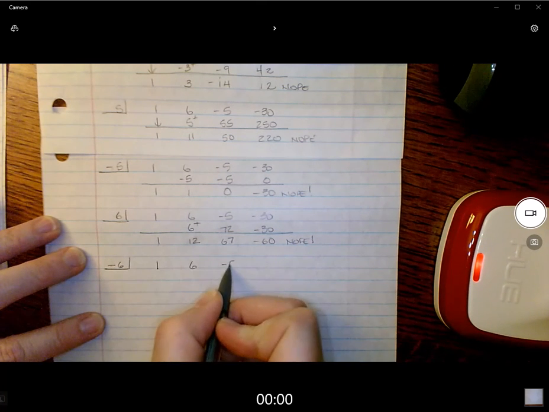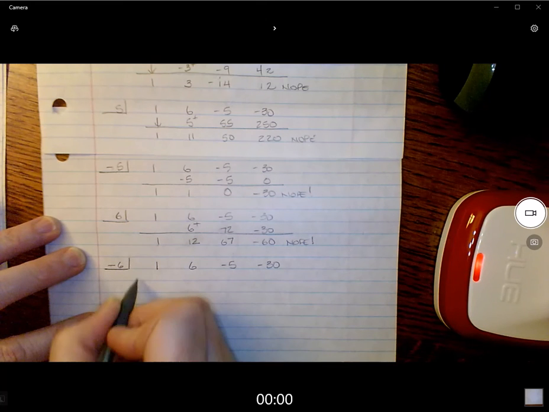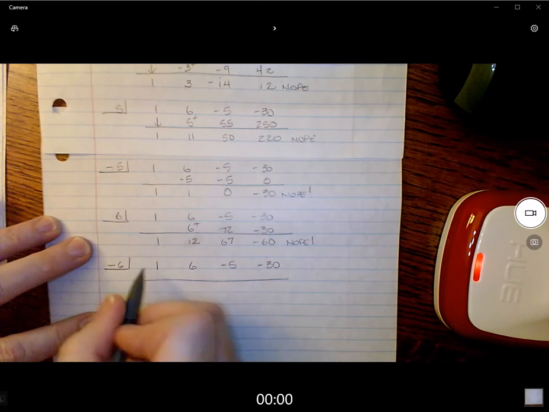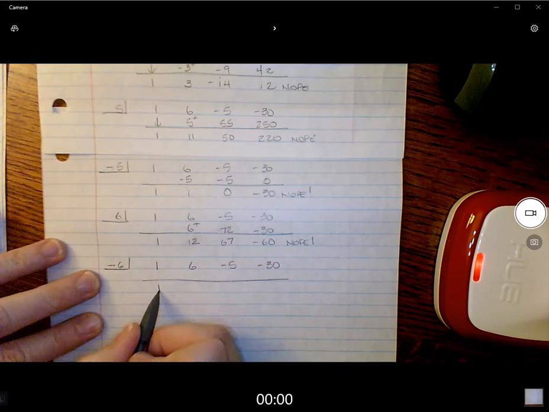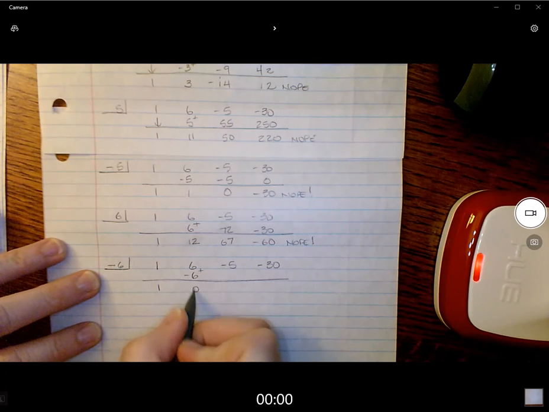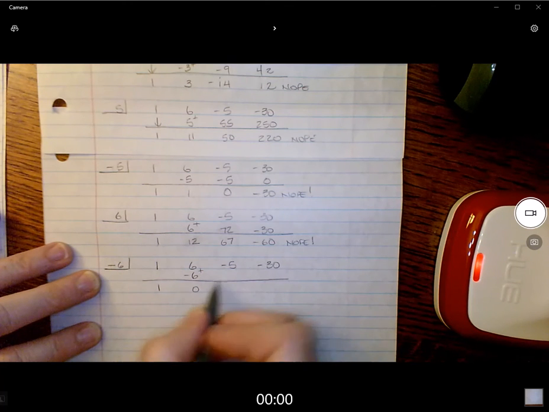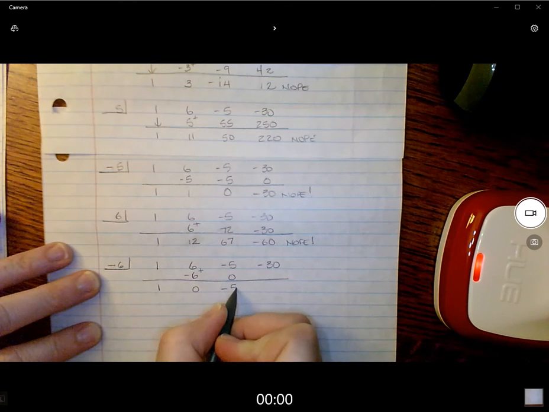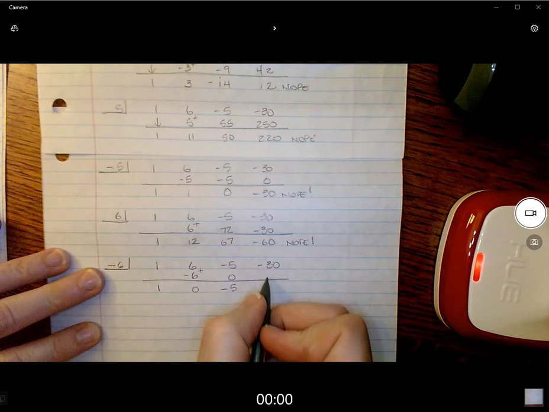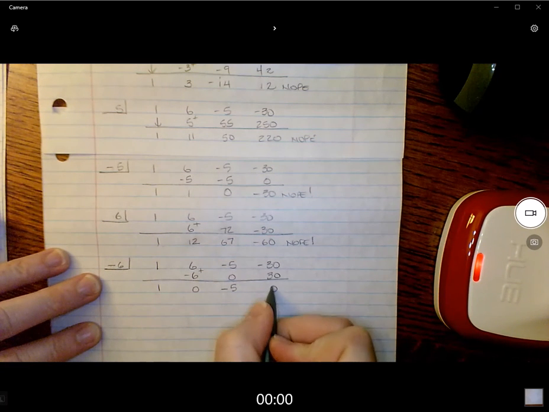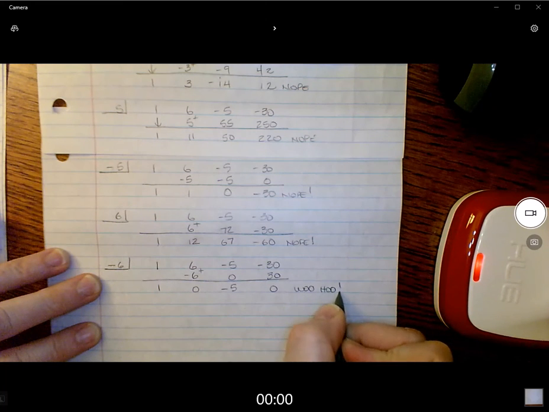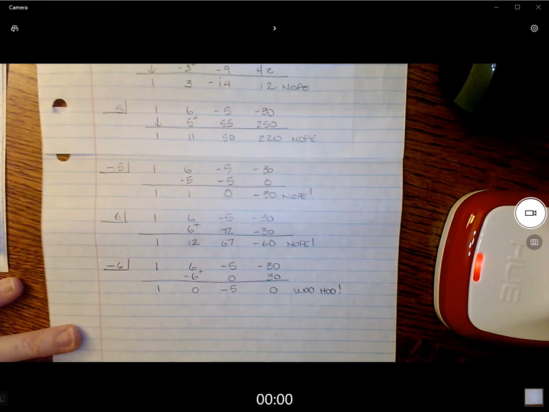1, 6, negative 5, negative 30. So, negative 6 times 1 is negative 6. Here we go. Here's where I get a 0. 6 plus negative 6 is 0. Negative 6 times 0 is 0. So we have a negative 5. Look at this. Negative 6 times negative 5 is 30. 0. Woo-hoo. Whew. Alright, so what do we do with that?